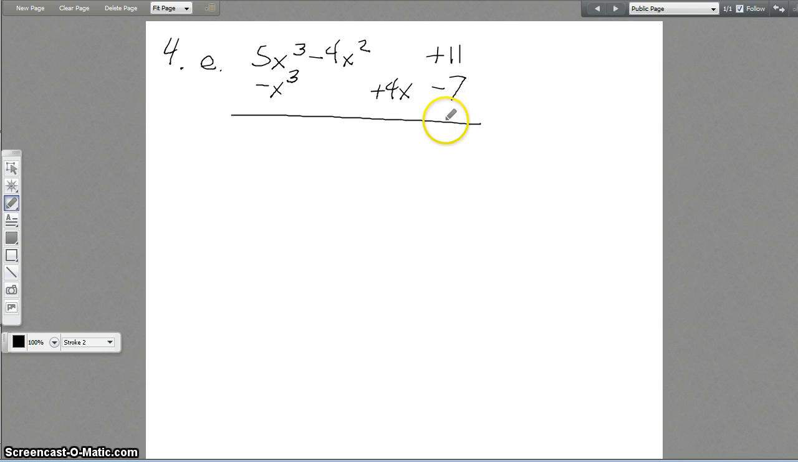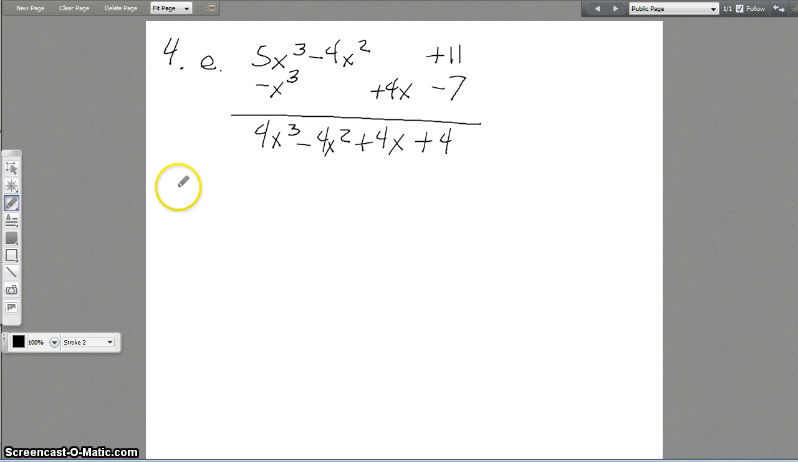So we're just going to add the two expressions. 5x cubed minus x cubed is 4x cubed. Negative 4x squared plus 0 is negative 4x squared. 0 plus 4x is plus 4x. And then 11 minus 7 is plus 4. So that's what we get when we add those two equations together.